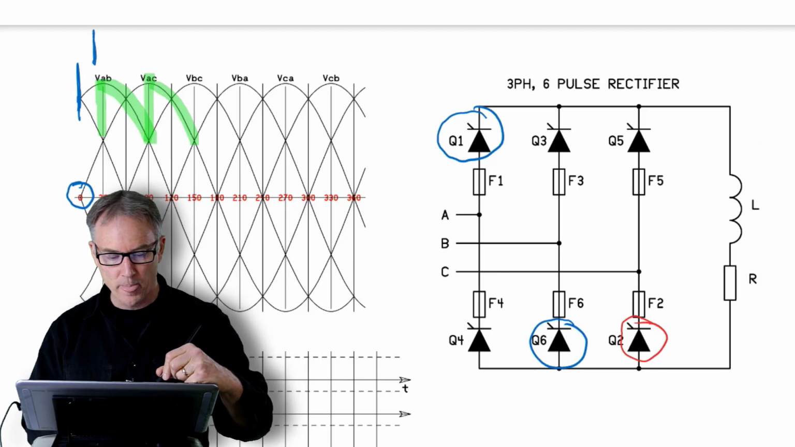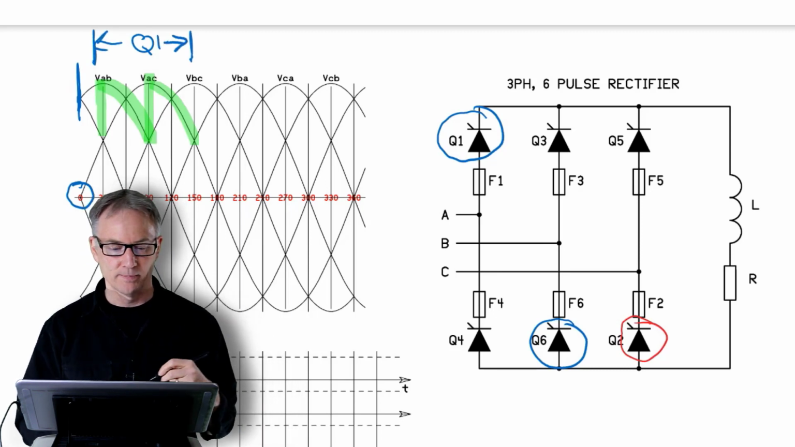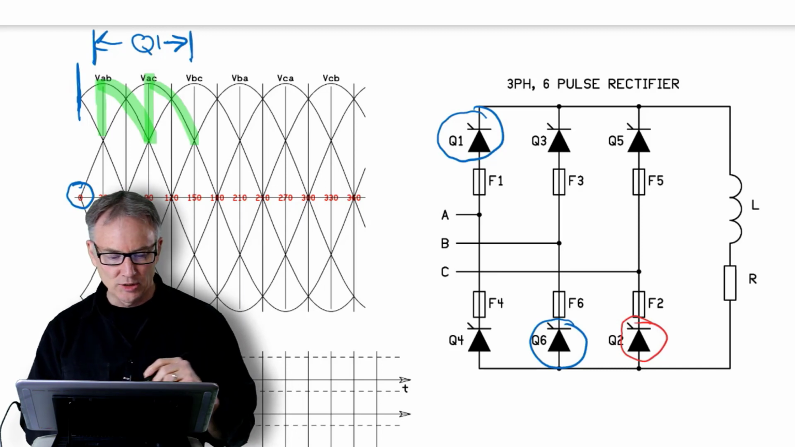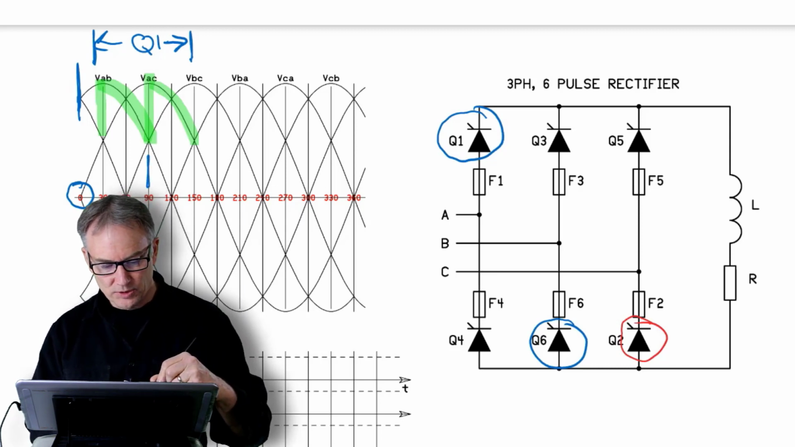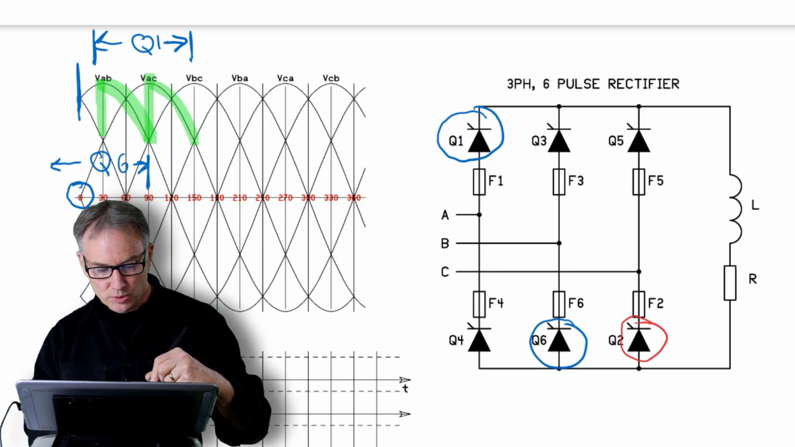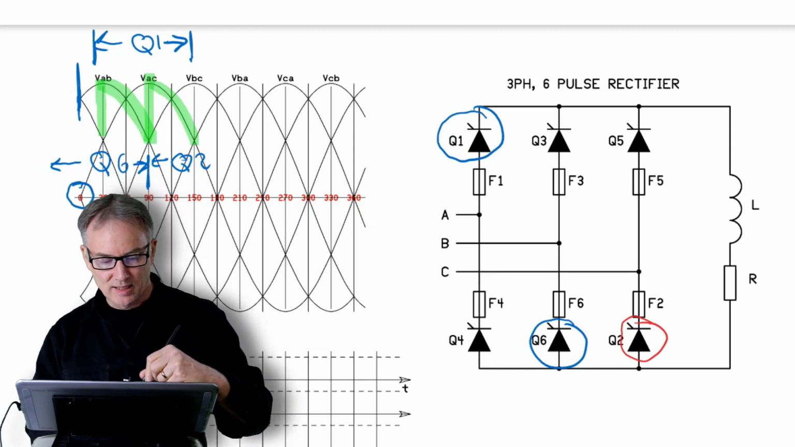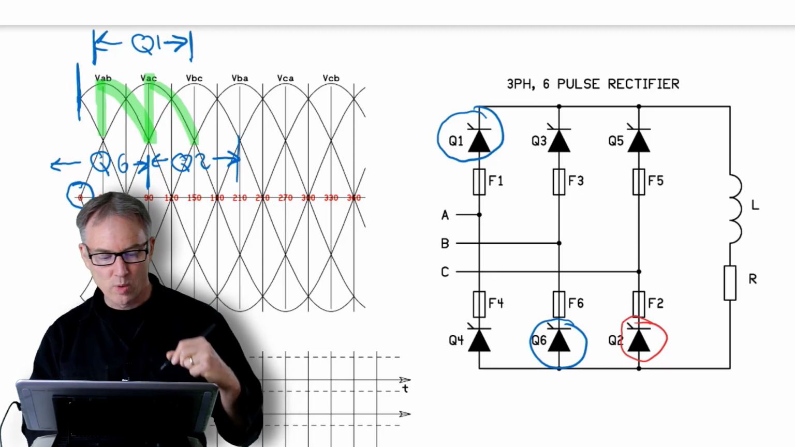So Q1, I'm just going to draw a line here. So Q1 is conducting in this period of time right here. And if you look at Q6, it was on in this period of time, and presumably before that as well. So then the rest of the time, Q2 is going to pick it up. So Q2 is going to be in here. And if you look at the next line-to-line voltage that's going to be conducting, you see the letter C in the second case out to here as well.